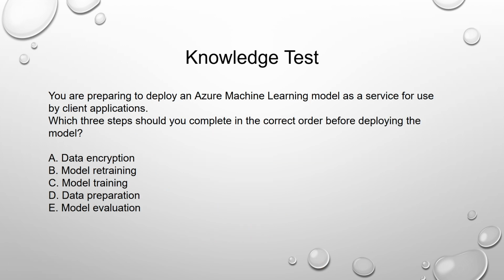You are preparing to deploy an Azure machine learning model as a service for use by client applications. Which 3 steps should you complete in the correct order before deploying the model? Now we know the steps. First we have to prepare the data. After that we have to train the model. And after that we have to evaluate the model. So these are the 3 steps which we need: prepare the data, train the model and evaluate the model.